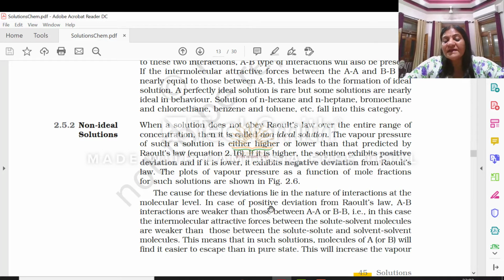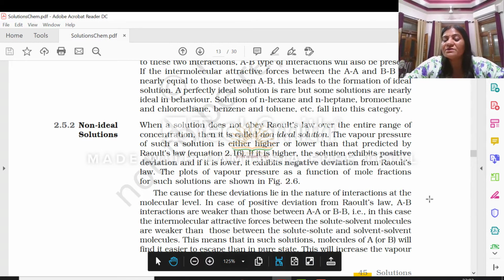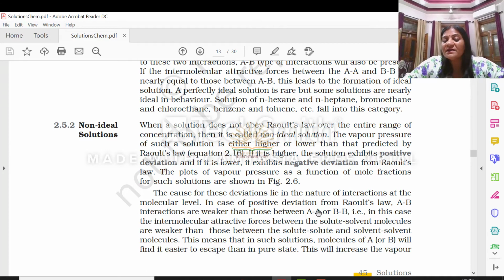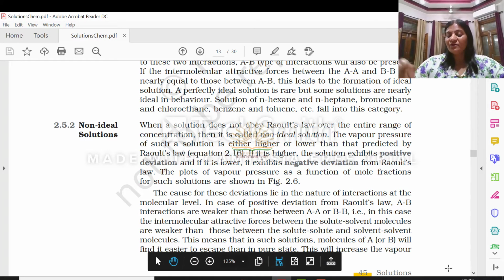And in this case, the AB interaction is not equal to the AA interaction or BB interaction. If the AB interaction is weaker than the AA interaction and BB interaction, then this type of deviation is called positive deviation. If the AB interaction is stronger than the AA interaction and BB interaction, then this will be the negative deviation from Raoult's law.